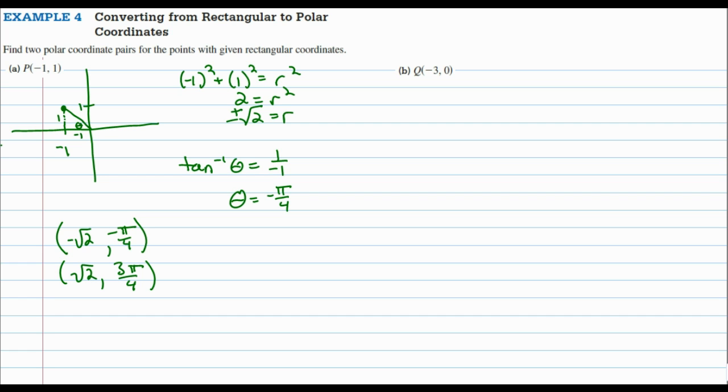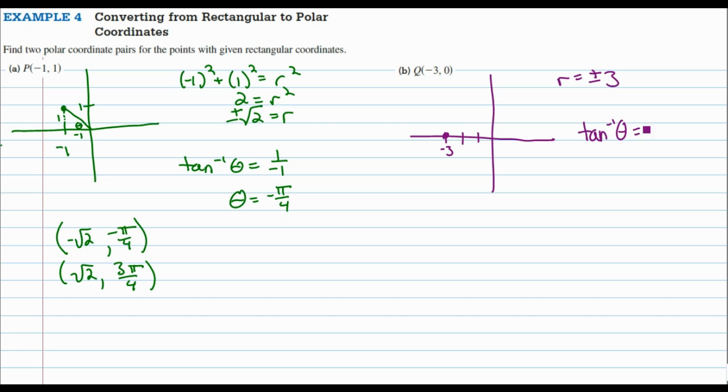Now in part B, the rectangular coordinates are (-3, 0). The r value is going to be -3, or 3, because the distance from the origin of that point is 3. Now I can still use inverse tangent of theta to help me find what theta will be, but I also know that pi radians is where this terminal ray would land, so it's up to you.